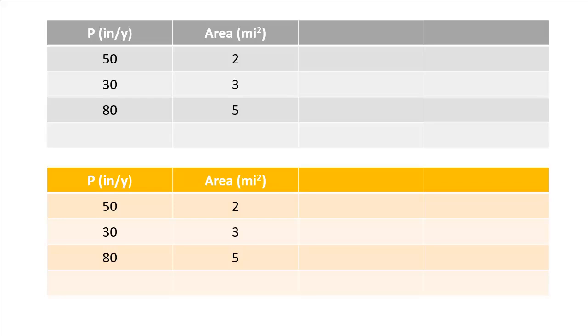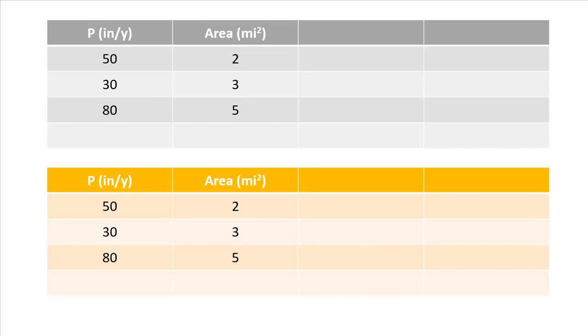So the first station measured a precipitation of 50 inches per year and it covered 2 square miles. The second was 30 inches a year, covered 3 square miles, and the third was the largest precipitation, 80 inches per year, and it also covered the largest area, 5 square miles. And we want to calculate the weighted average of the precipitations.